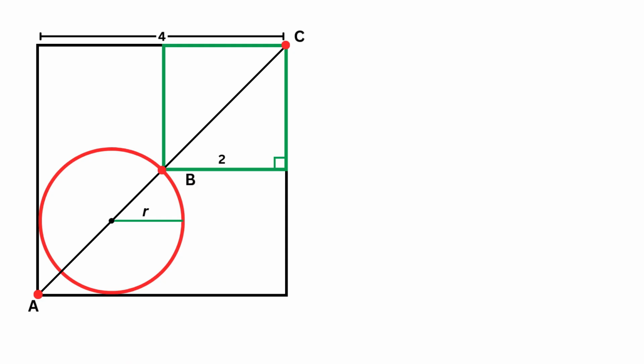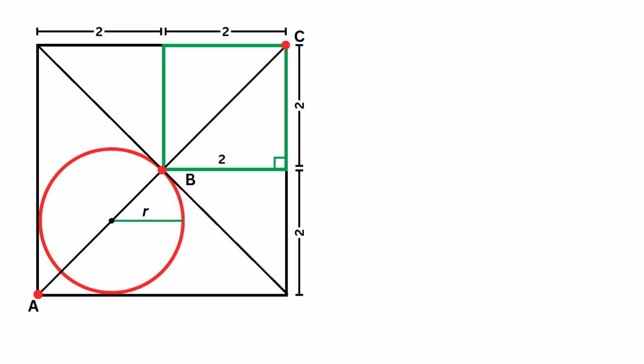And therefore, since B is the midpoint of AC, if we draw the other diagonal of the square, it would pass through point B. In a square, the two diagonals always cross exactly in the middle. This means each diagonal is cut into 2 equal parts at the crossing point. So, all 4 half segments measure 2 meters each. Because of this, point B sits exactly in the middle of line AC. This fact is very important for finding the radius of the circle.